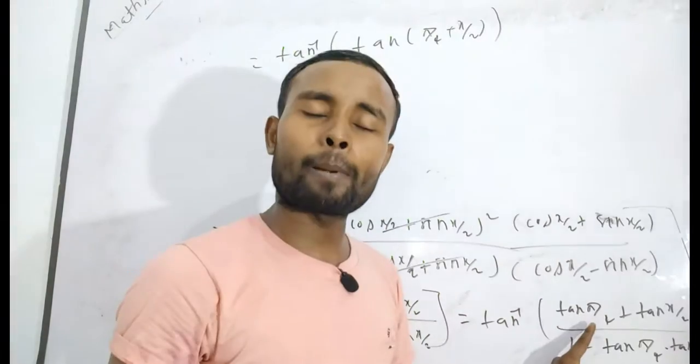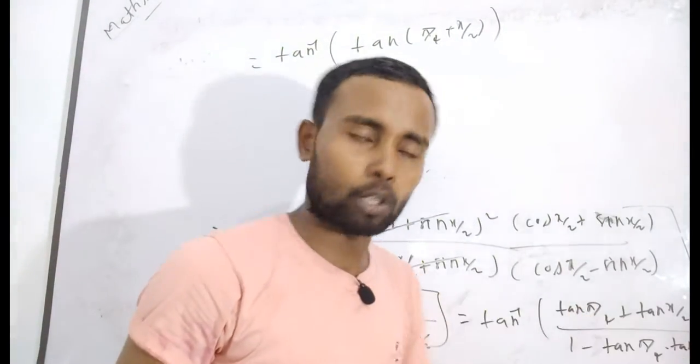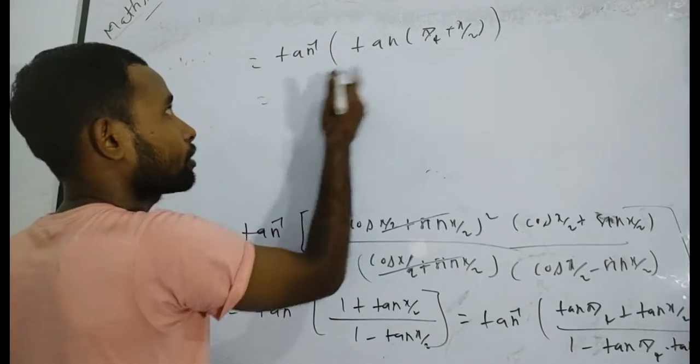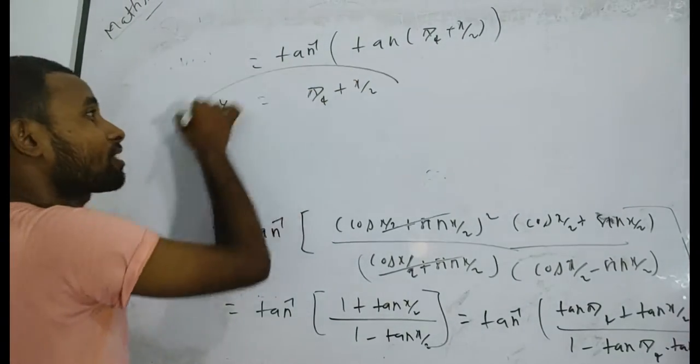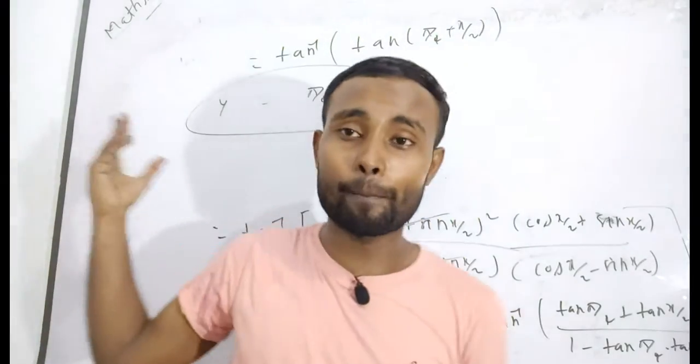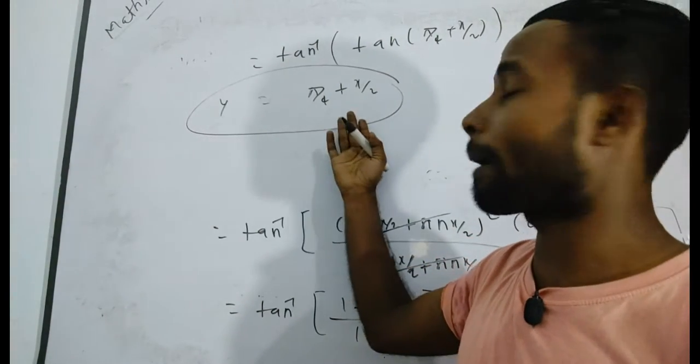Why have I taken here pi by 4? Tan pi by 4 because tan pi by 4 is equal to 1. Now tan inverse tan theta is equal to theta, so pi by 4 plus x by 2. Now you can tell me, sir, what is it? So the simplest form you get is simply y is equal to pi by 4 plus x by 2.